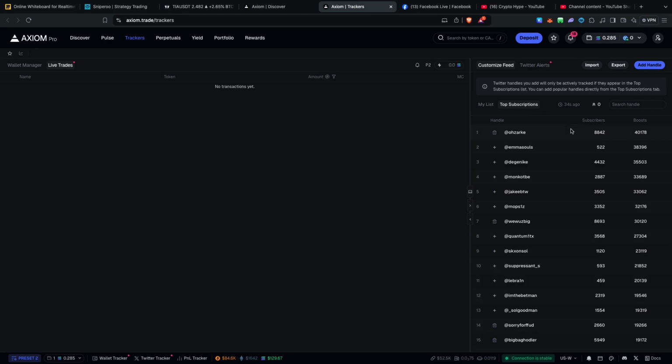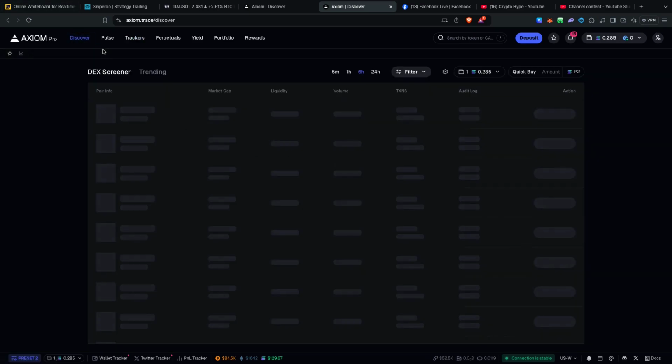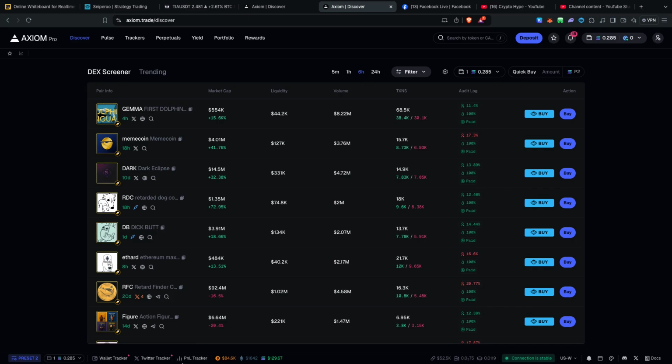So in terms of finding the narrative and figuring out what's popping, it's easy to do. All you got to do is use the discover page and also check out the Twitter tracker based on the people that you follow who actively trench. Then you are definitely going to be able to see what they are talking about and stay abreast with the recent trends as far as the market is concerned.